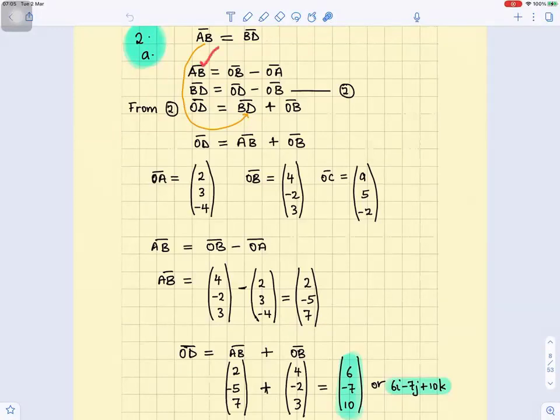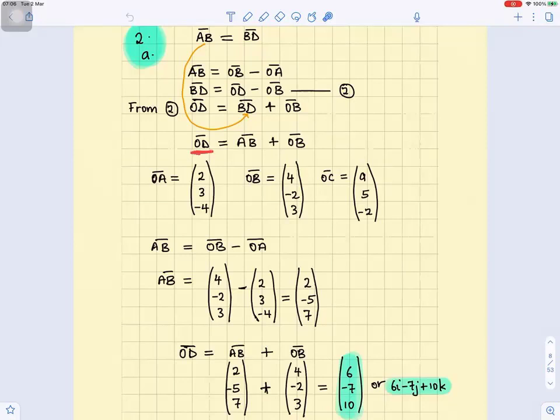But AB is OB minus OA. Remember, it's the second letter minus the first letter. So to go from A to B, you get OB minus OA. To go from B to D, it's OD minus OB. And from equation 2, we can have OD is the same as BD plus OB. So we take minus OB to this side, it becomes plus OB.